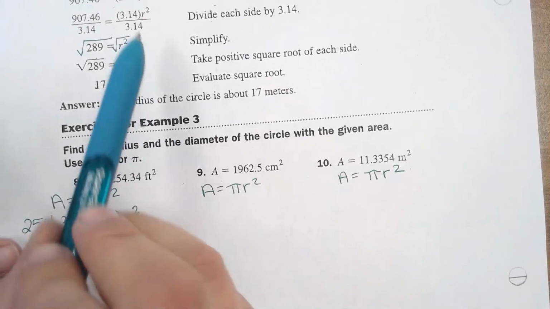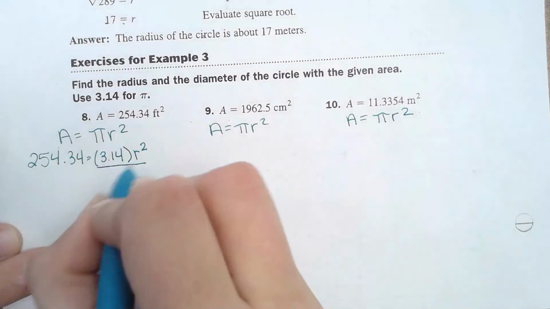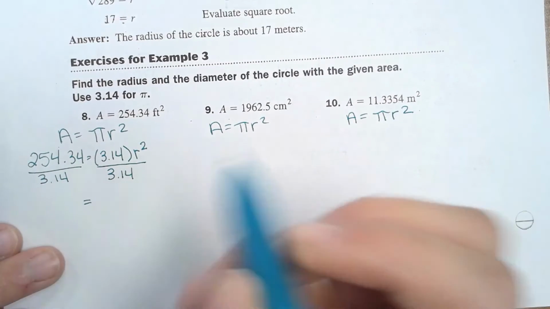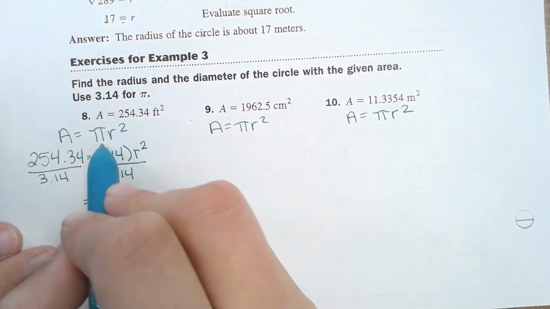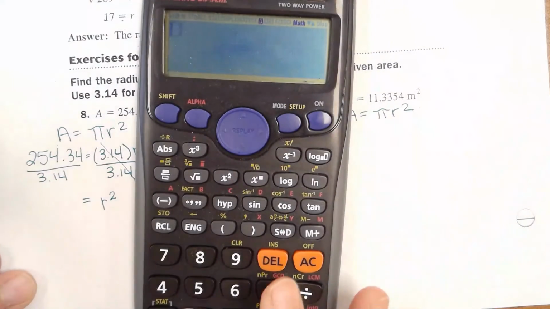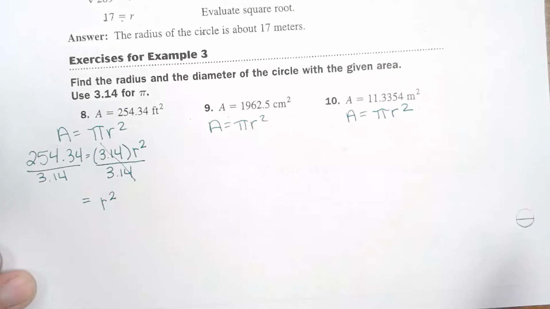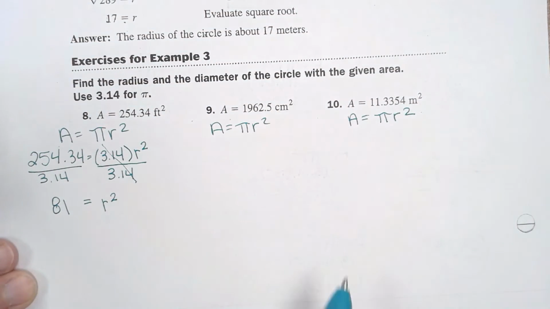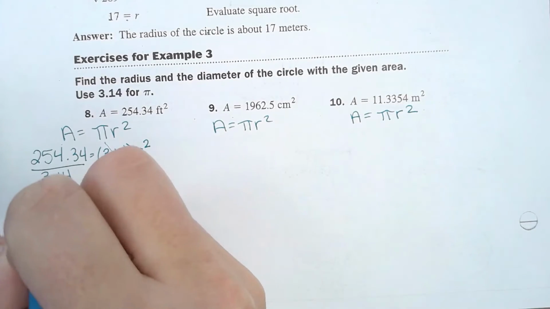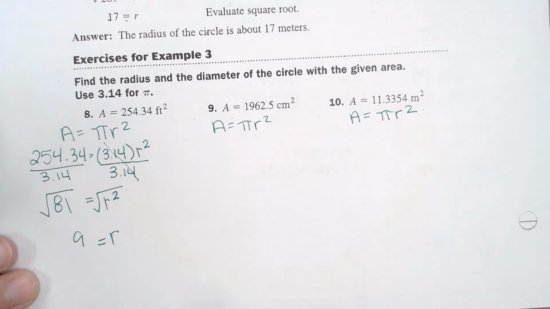Okay, so just like up here, if you want to get r squared by itself, the first thing we need to do is divide that 3.14 over. So when you divide by 3.14 on both sides, your 3.14 cancel over here. You are left with r squared. And then we will take 254.34 divided by 3.14, and that gives us 81. And then we still need to get r by itself, so the opposite of squaring something is square rooting. So then you get r equals, and then the square root of 81 is 9.